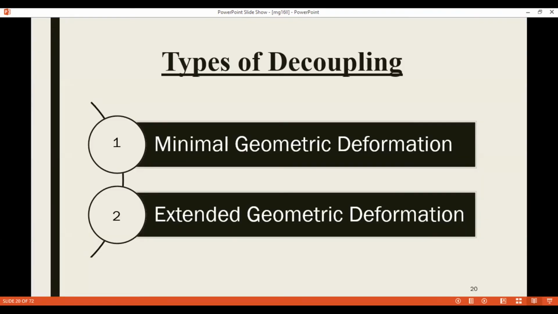There are two types of decoupling. The first one is the minimal geometric deformation, and the second one is the extended geometric deformation.